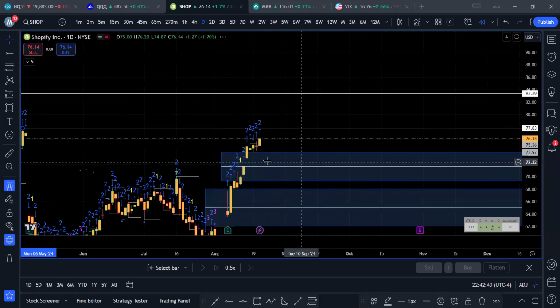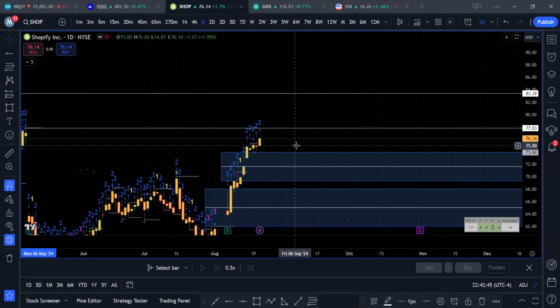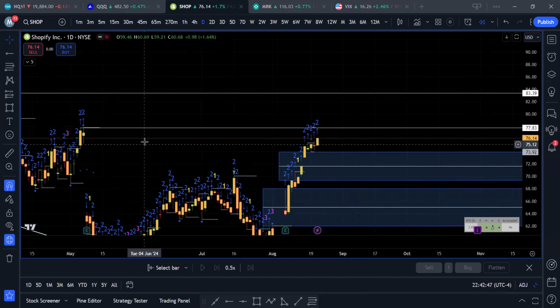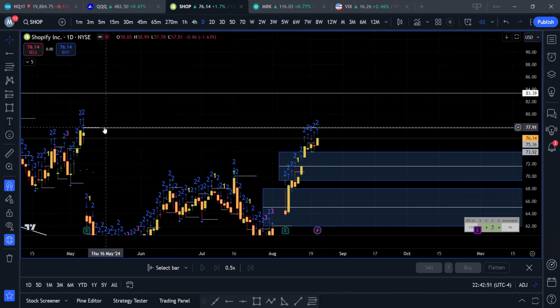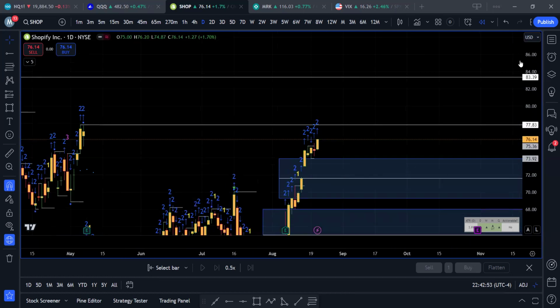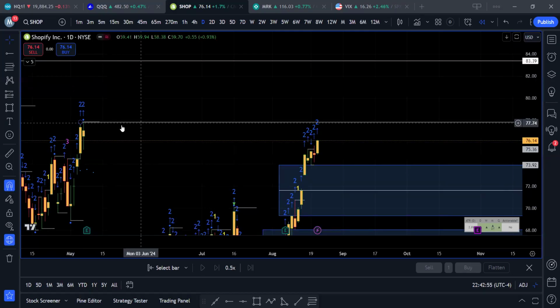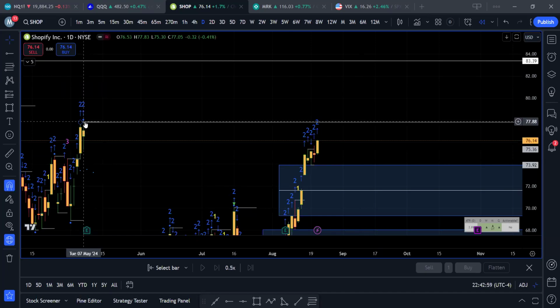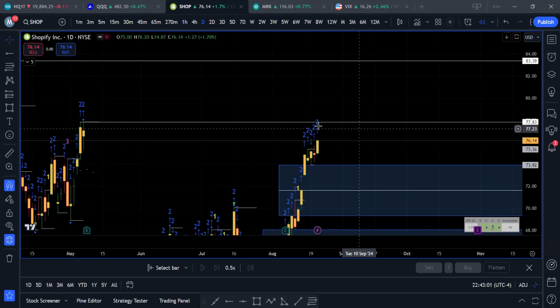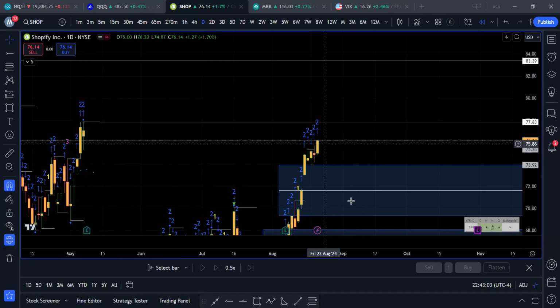Now looking at the daily, we get that 2-2 continuation anyway. The gap was filled, obviously, as you can see here. So I think we're pushing for that next target again of 77.83. There's a double top there, so you might catch a little exhaustion once we get above that, but I think this will probably end up being a pretty decent lotto play.